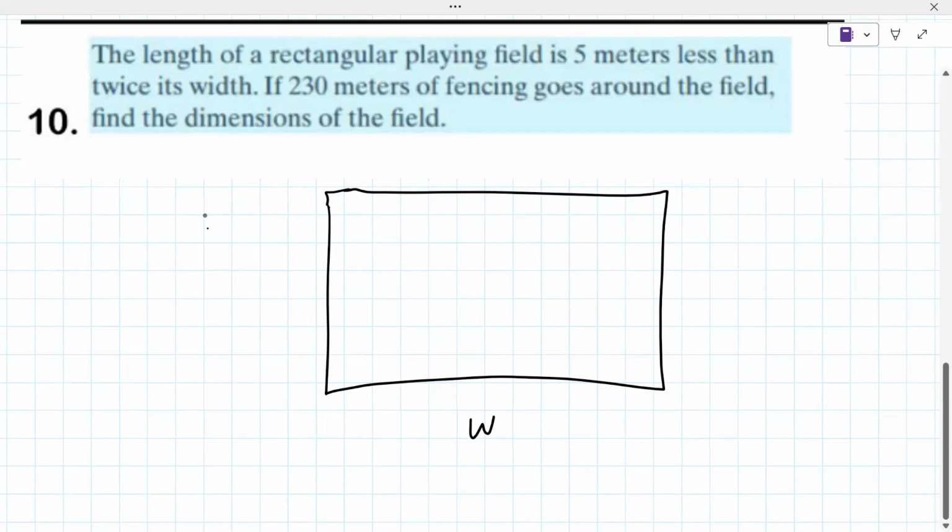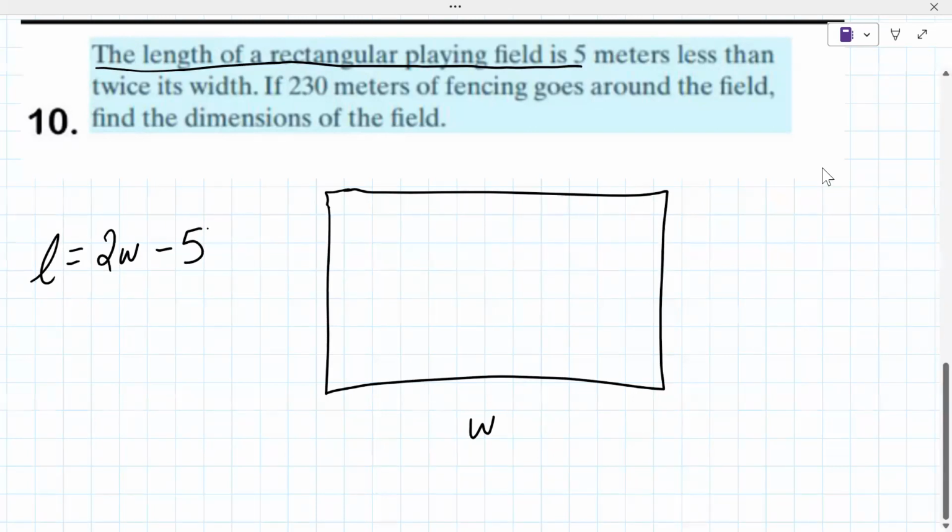So it says the length of a rectangular playing field is, that means L equals. Whenever you see that variable and the word is, you get L equals 5 meters less than twice the width. So for whatever reason in the English language, you double the width first and then subtract 5. Even though it says 5 meters less, we know that means subtract 5, the way the English language works.